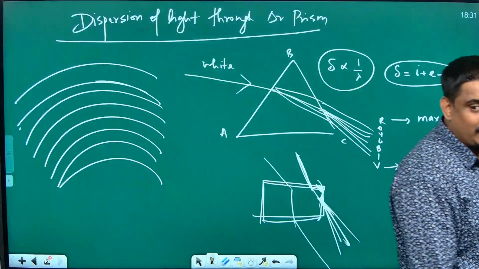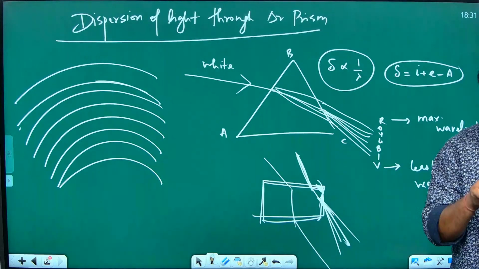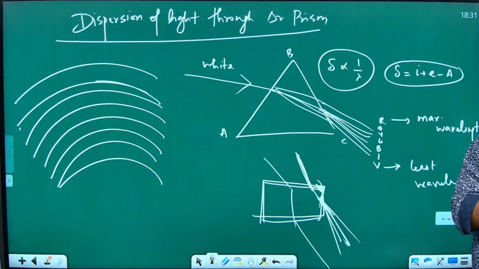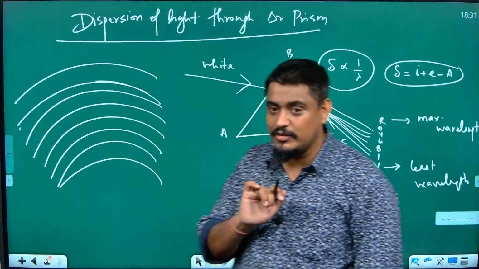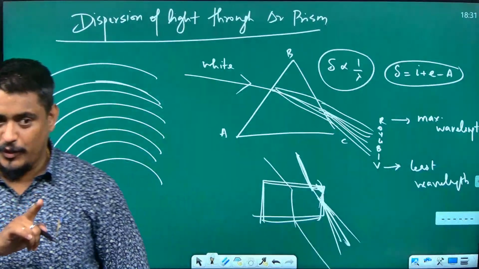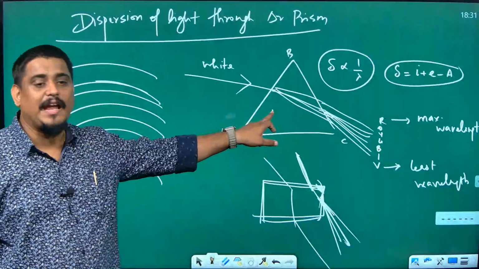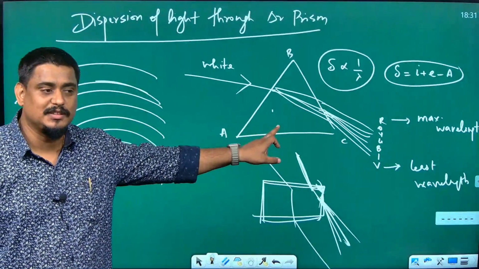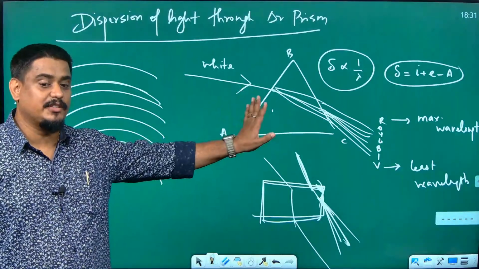Are you getting my point? Rectangular glass prism has both capabilities. It can create lateral displacement also, it can create deviation also. I hope you are getting the point. But a triangular prism cannot create lateral displacement, it can create only deviation.